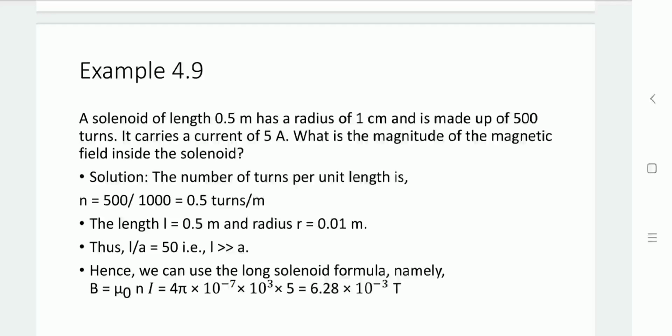Length L is given 0.5 meter. Radius is given 1 centimeter; convert into meter, 0.01 meter. So L by a equals 50. L is greater than a, so for my solenoid we can use the formula mu 0 n I. Mu 0 is 4 pi 10 raised to minus 7, I is given 5 ampere current, and n is 10 raised to 3 turns per meter. So my result becomes 6.28 into 10 raised to minus 3 Tesla.